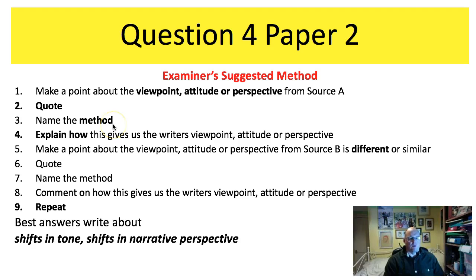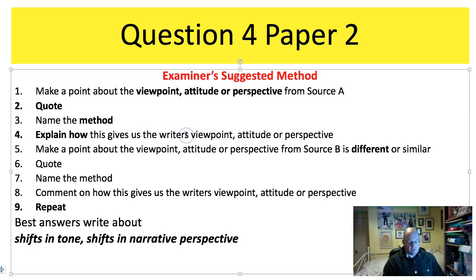Name the method. Which part of Mad Father's Crotch was it? Remember, you're not going to call it Mad Father's Crotch. You're going to call those rhetorical techniques. That's what they are. Then you're going to explain how this gives us the writer's viewpoint. Oh, missing apostrophe. Massive apologies. Attitude or perspective. Then you're going to think about the next source, which is source B. And you're going to make a point about the viewpoint, attitude, or perspective, which is similar or different.